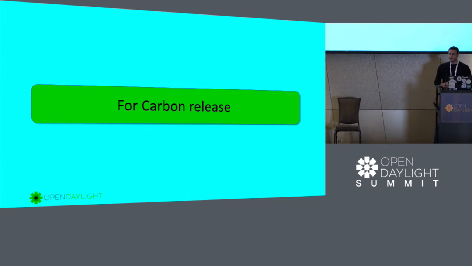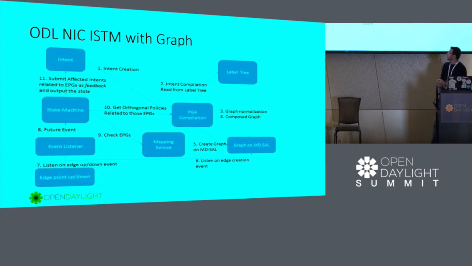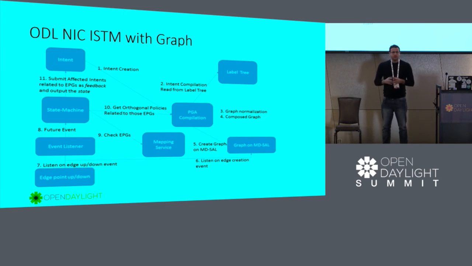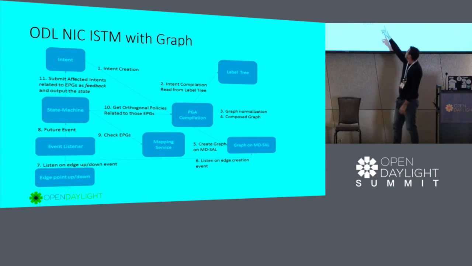For Carbon release, we are thinking of integrating the intent state machine with the graph. As you can see, once we have the intents compiled, we lost the original intents because all the renderers will work with compiled intents. It means that we should create the intent, and the intent will be compiled by the PGA, and then the graph will compose those compiled intents.